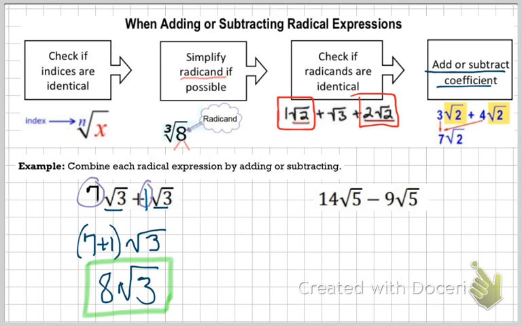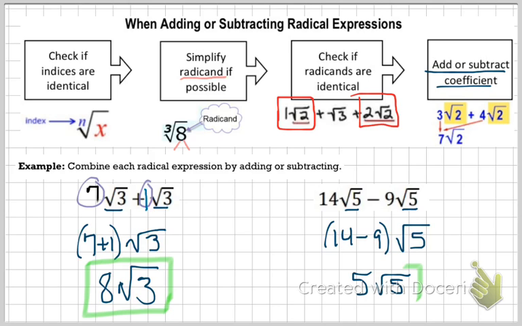So we'd make our quick check. Okay, indices, yes, same. Radicands, yep, they're the same, so we can combine. So we're going to focus on 14 minus 9. And since both of these have square root of 5, our answer is going to have square root of 5. 14 minus 9 would give us 5, so our answer is 5 square root of 5.